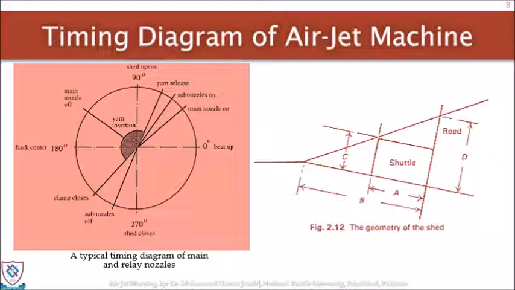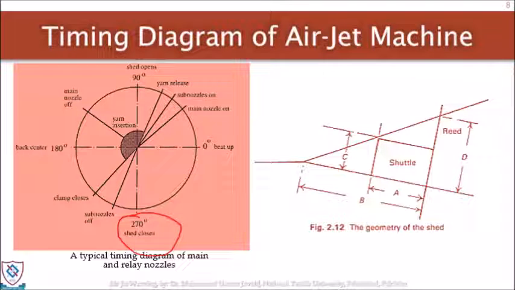And on the other side, we see the shed closes at 270 degrees. Our sub nozzles finish the release of pressure something like 20 degrees before, at around 250 degrees. So it means that the air pressure and the weft start traveling before the shed opening, but before the shed closes, the weft has been inserted.